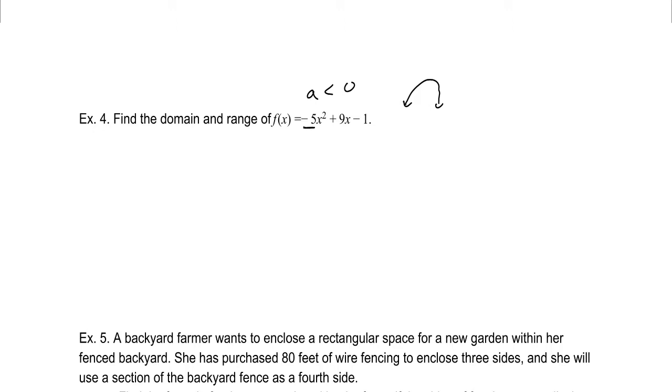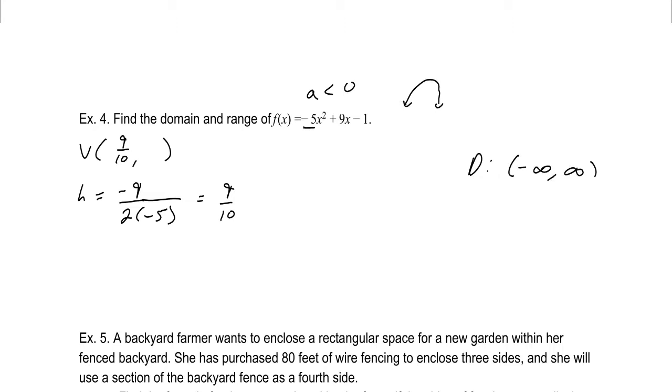Now let's find our vertex. All right, h equals negative b over 2a, so we have negative 9 divided by 2 times minus 5. That is positive 9/10. I suppose I could have already done this. The domain is all real numbers because there is no context here. All right, negative 5 times 9/10 squared plus 9 times 9/10 plus minus 1 is 61 over 20.